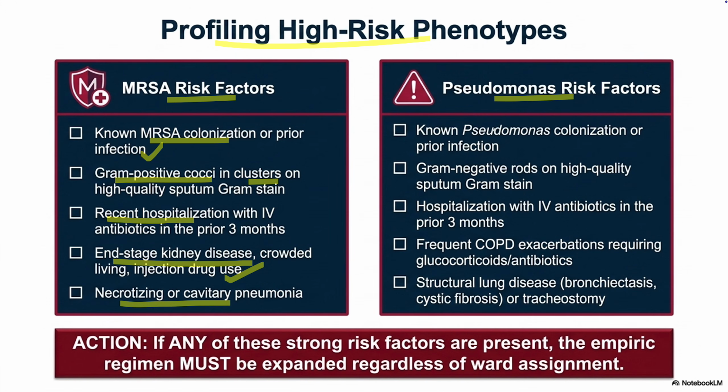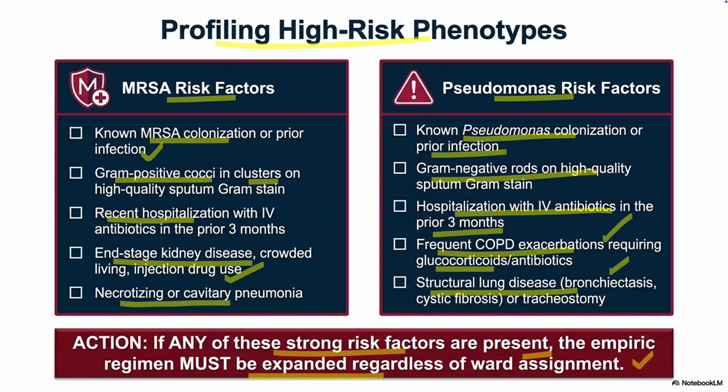For Pseudomonas, look for known colonization, prior infection, gram-negative rods on gram stain, hospitalization with intravenous antibiotics in the preceding 3 months, frequent COPD exacerbations, chronic steroid exposure, and structural lung diseases such as bronchiectasis or cystic fibrosis. The key takeaway is simple. If any strong risk factor is present, the empiric regimen must be expanded, regardless of whether the patient is being treated on the ward or in the ICU.